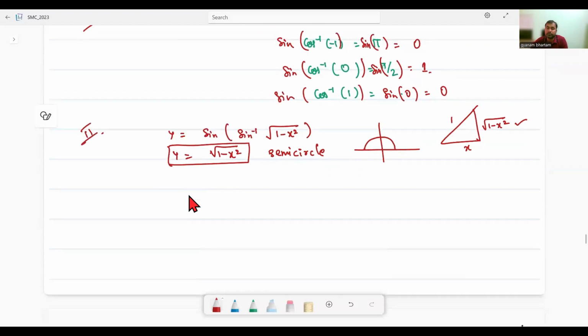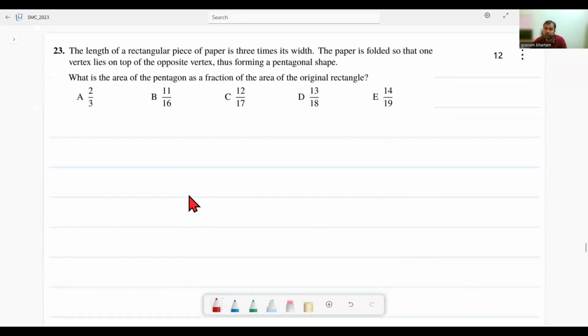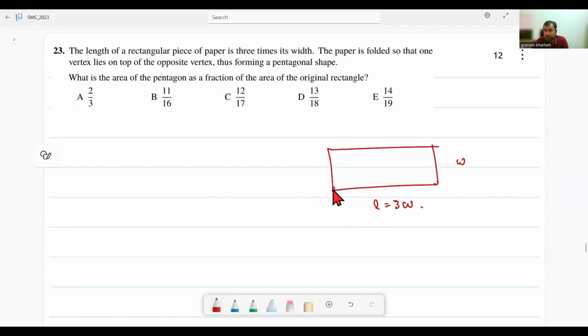Okay, next question. Question number 23. The length of a rectangular piece of paper is 3 times its width. So assume this is W, then L is going to be 3W. The paper is folded so that one vertex lies on top of the opposite vertex, thus forming a pentagon. What is the area of the pentagon as a fraction of the area of the rectangle?